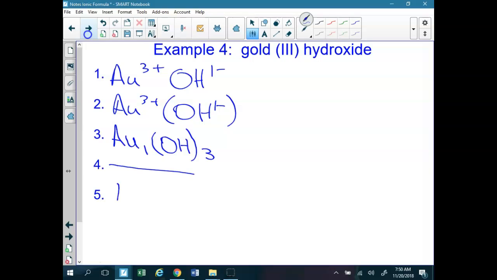So then I rewrite without 1, so the 1 goes away. But I have to keep the 3 and the parentheses, right? Because the only way I can get rid of parentheses is if it's followed by a 1.